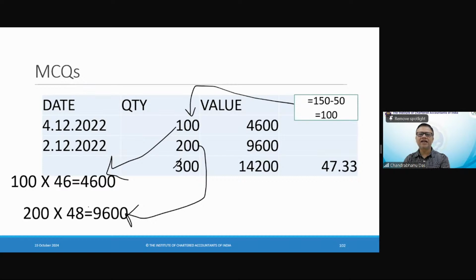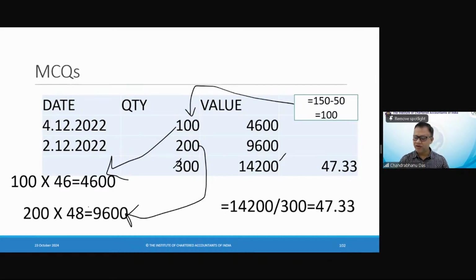Now, when you add 100 and 200 units, which is available for sale, it comes to 300. And when you add 4,600 and 9,600, you get 14,200. Now, 14,200 divided by 300 gives you 47.33. So the value of inventory, that is the closing, is now 14,200, and the units available for sale are 300. So 14,200 by 300 is 47.33. I hope it's clear to all of you.